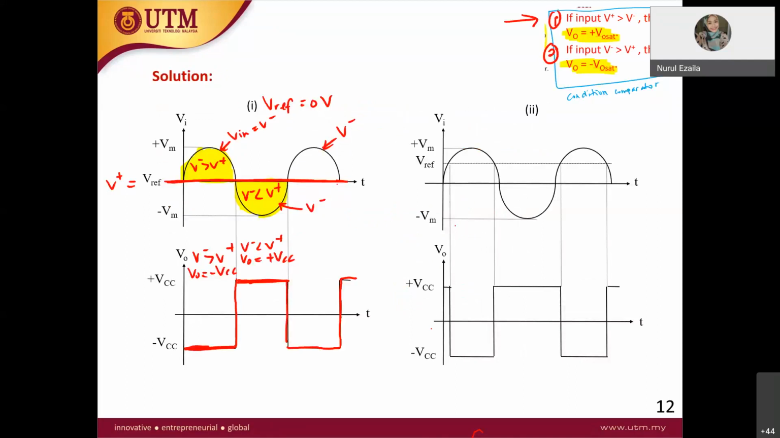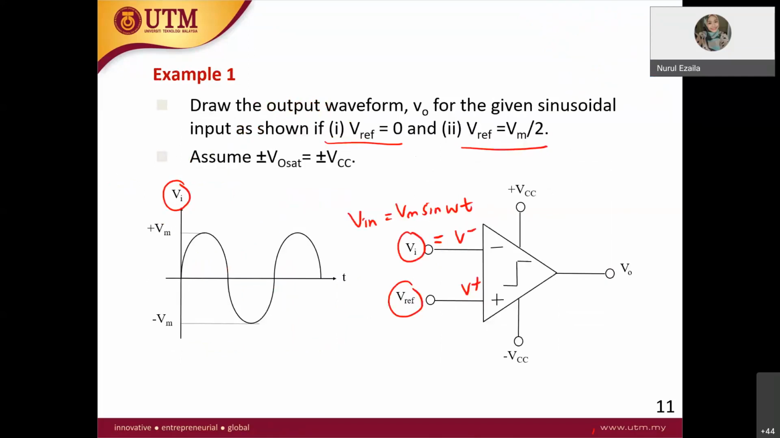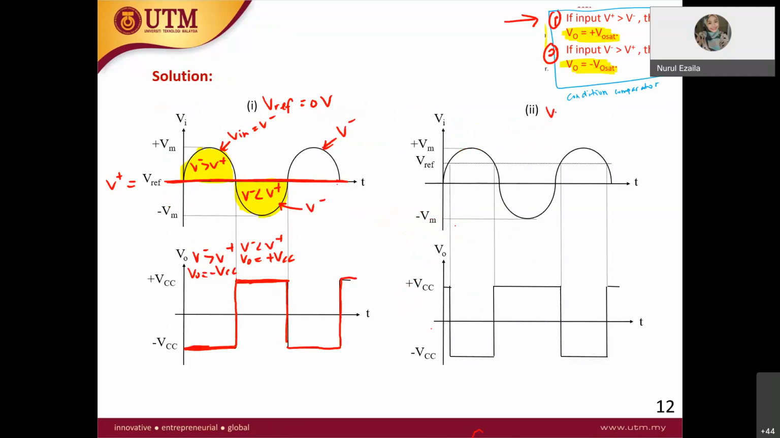All right, so the left one is for the Vm over 2. You have to apply the same concept. V reference is equal to the Vm over 2. So now V reference is equal to the Vm over 2. You need to do the same thing. So this is your V reference, this is your V minus, and this is your V plus. You need to apply the same condition. The same condition happens.